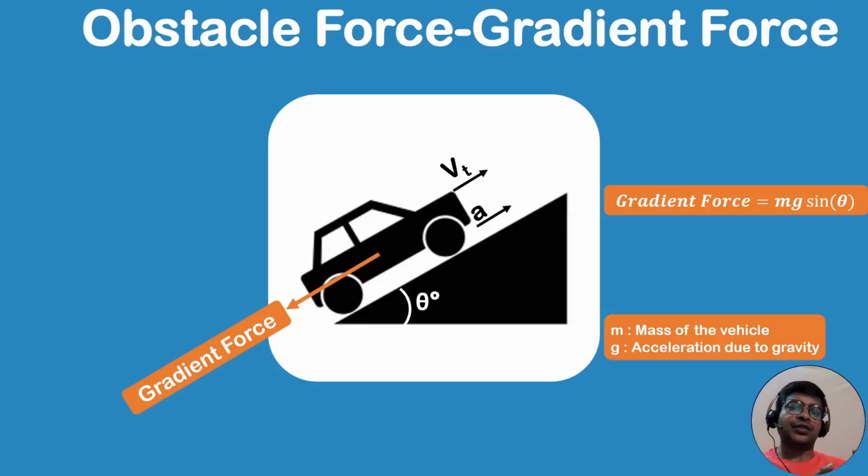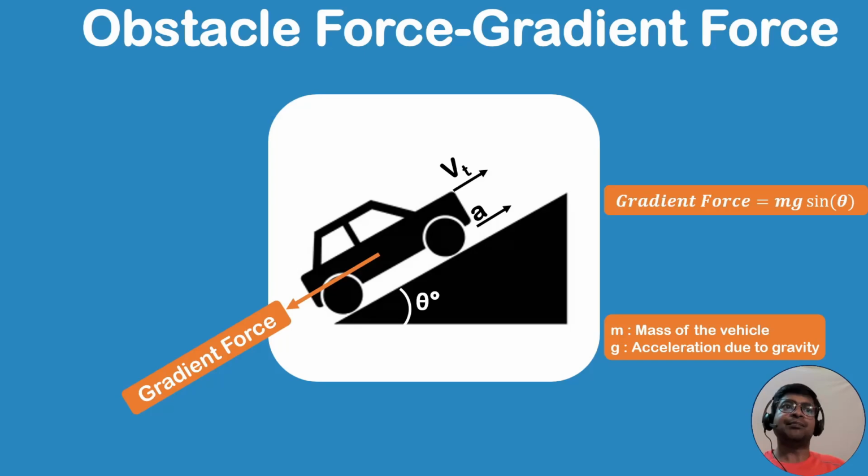So we understood the second obstacle force, which is the rolling resistance force. Let's go to the third obstacle force, which is the gradient force. And this force will come into existence as soon as the car starts climbing on an inclined road.